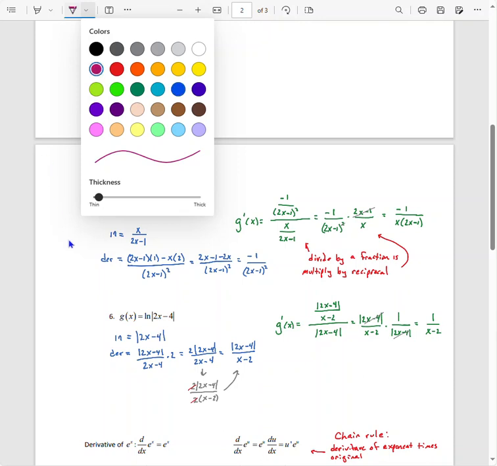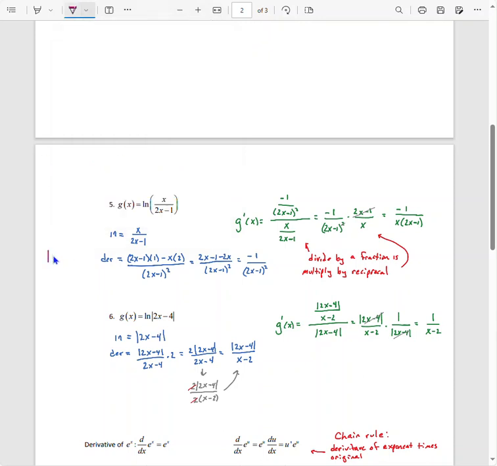Default is blue. I need to switch that. My low is 2x minus 1. My high is x. I can find d low is 2, and I can find my d high is 1. So if I need to, I can break this down using the quotient rule. Low, d high, minus high, d low, all over low squared.